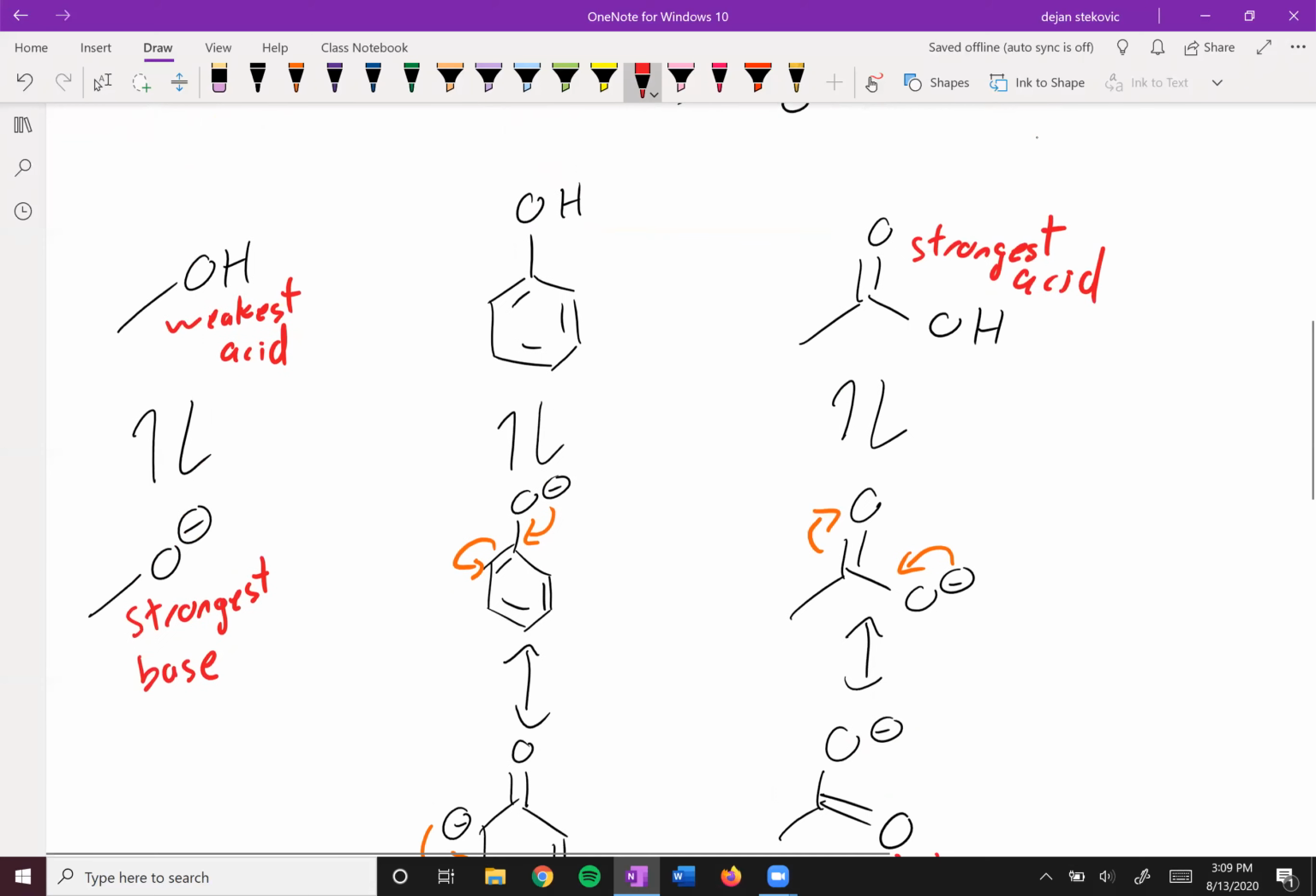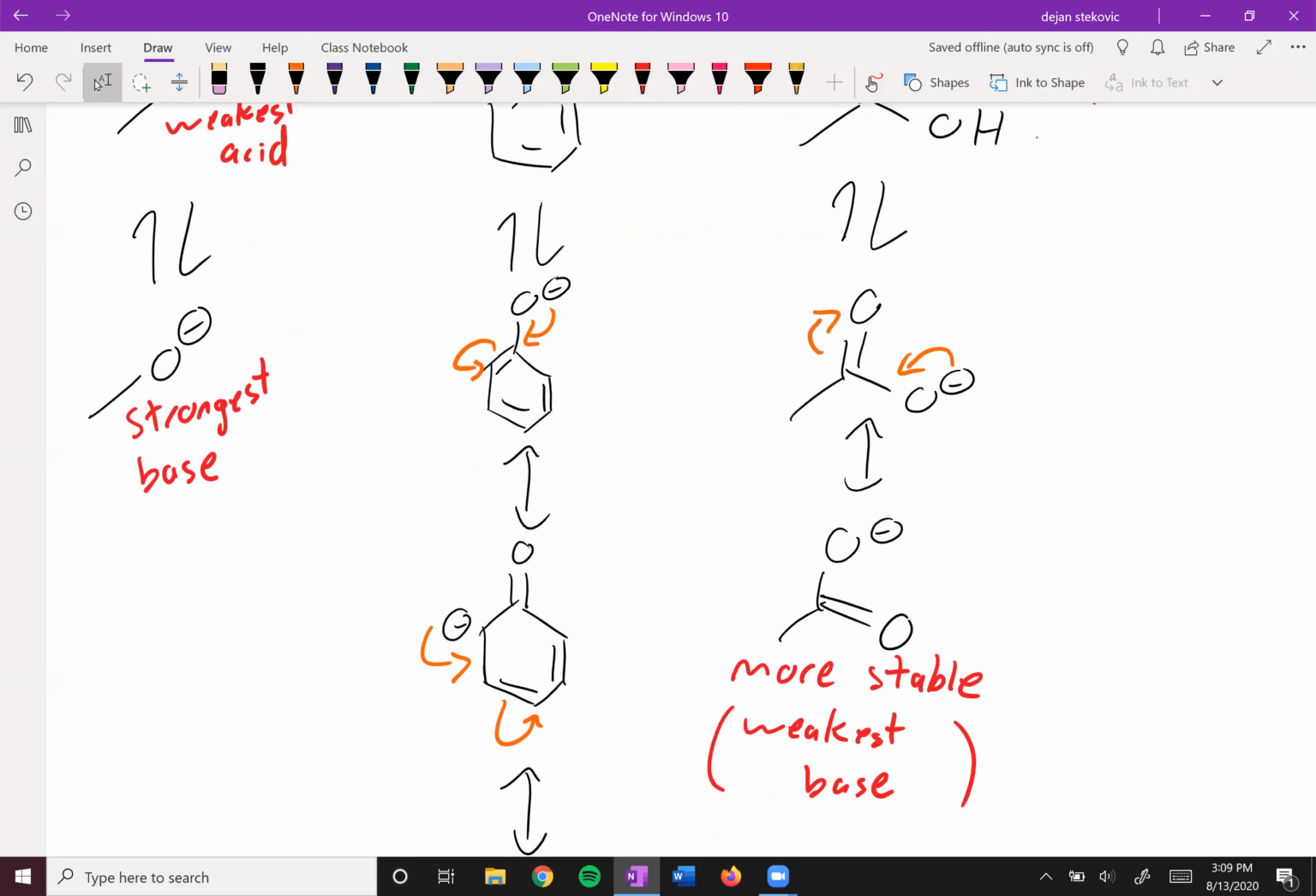Right? And that's because this negative charge is spread over 2 oxygens, whereas in phenol, we'll spread over an oxygen and some carbons. So you kind of have to think about resonance structures and atom effects kind of together.